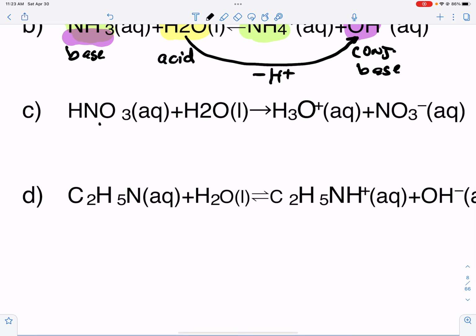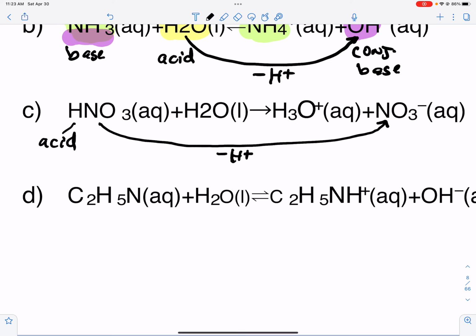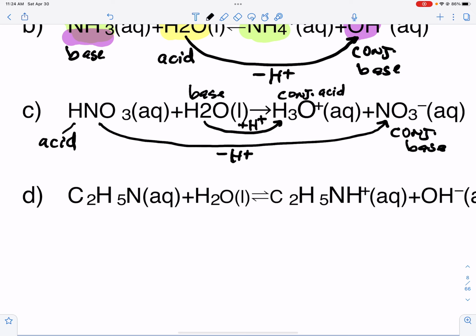The HNO3 is becoming nitrate, so that means it's losing a proton. So that's the definition of an acid. So if this is the acid, this is the conjugate base, always the opposite. The water is taking a hydrogen, or a proton, better said. So that means this is my base, and this is my conjugate acid.